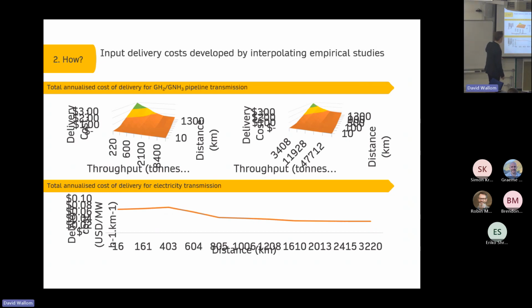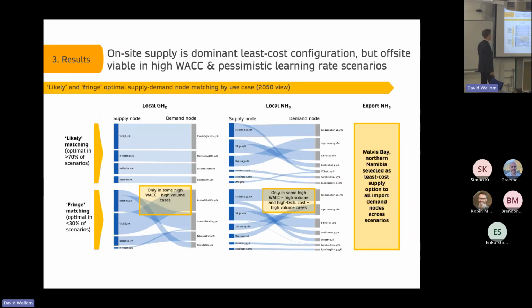Here, I won't spend too much time again. Basically, when it came to estimating the delivery cost, I built a couple of functions, basically plotting the cost of delivery for your different technologies, hydrogen pipeline, ammonia pipeline, electricity transmission, based on the distance as well as the throughput, so the volume. And that was based on literature, and then I polynomial interpolated that to create a function. So this is where it potentially gets interesting.